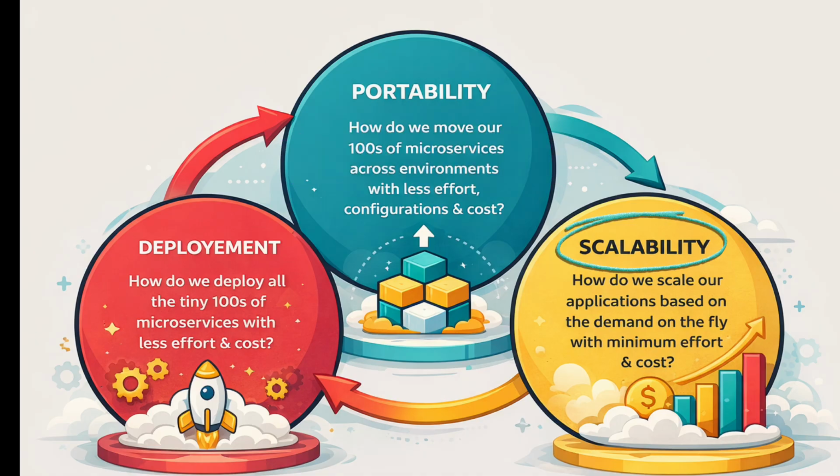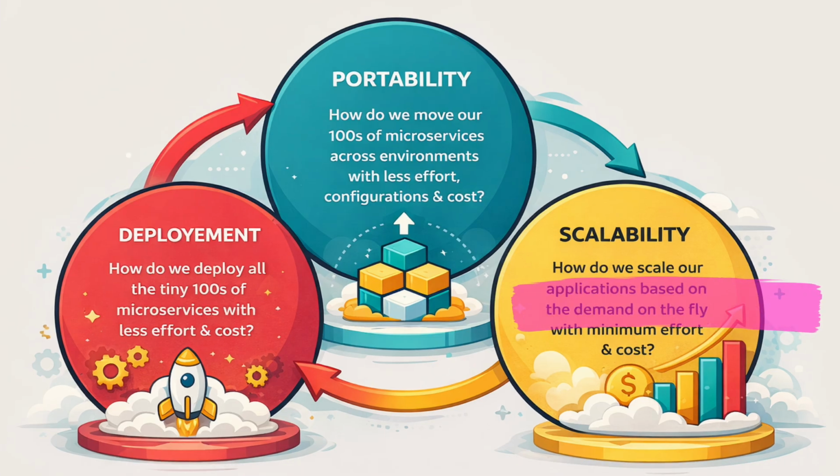Finally, we have scalability. Scalability refers to the ability of applications to handle increasing or decreasing demand automatically. For example, when more users access the system, the application should automatically create more service instances. So the main question here is, how do we scale applications dynamically based on demand while minimizing operational effort and cost? So now we understood the key challenges: deployment, portability, and scalability.